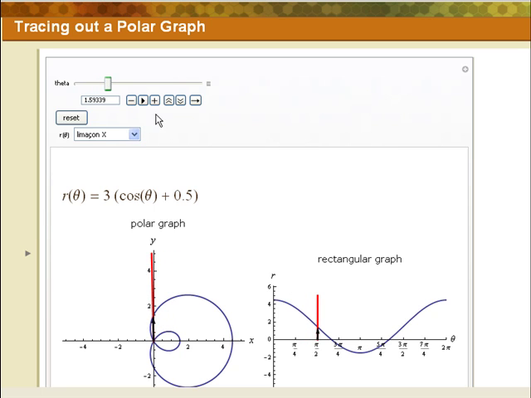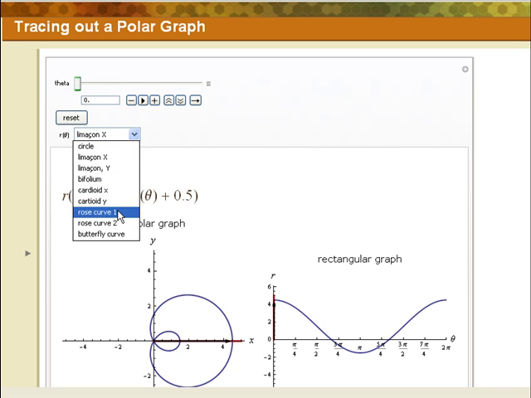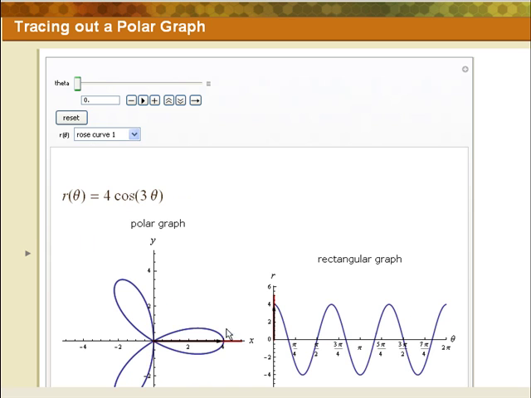Let's try one more. So let me pause that, take it back to 0. So let's try maybe 2 more. Let's try a rose curve. All right, so here's a rose curve. This one has 4 cosine of 3 theta, so that's going to be 3 petals. And remember the graph of that, it's going to have an amplitude 4 and make 3 cycles.